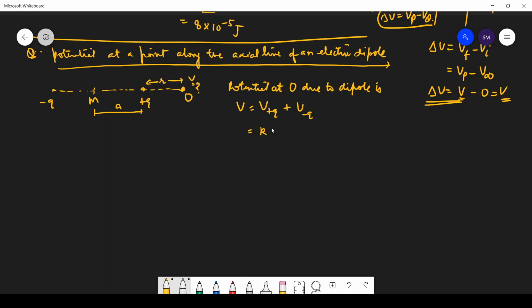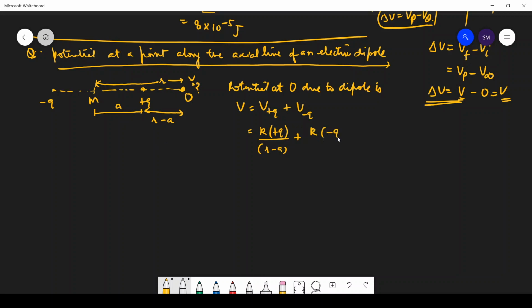That will be given by K Q, that is plus Q, divided by R. So what is R here? In case of plus Q, what is the distance from O to plus Q? One thing we need to understand is that in case of a dipole the distance is always taken from the midpoint. So this distance R is from the midpoint. Always take the distance from the midpoint to the point where we need to find the potential. So this distance will be R minus A.